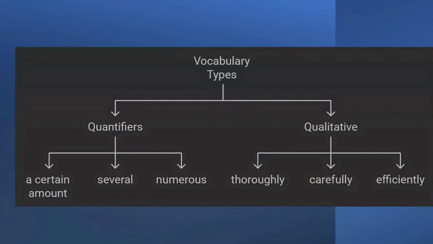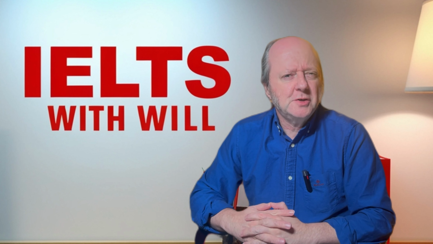And you could also use words that are called quantifiers. Instead of saying many, many, many, or some, we could say a certain amount, several, numerous, or we could use more qualitative vocabulary like thoroughly, carefully, efficiently, these adverbs. So again, this is another way to vary your vocabulary within the limited space of 150 words of a writing task one. So let's look at a process. What is a simple process that we know in everyday life?